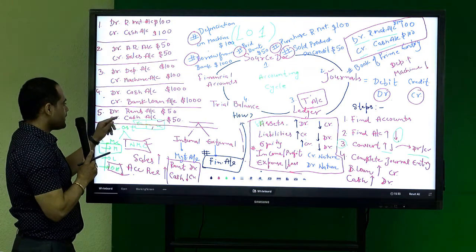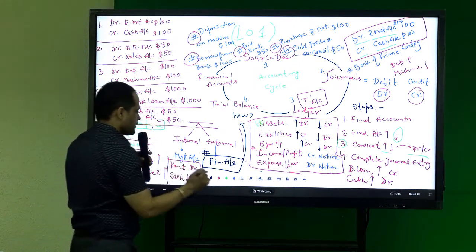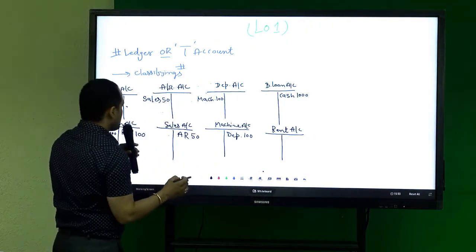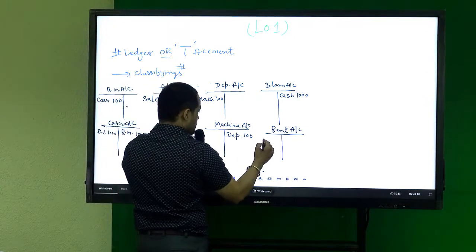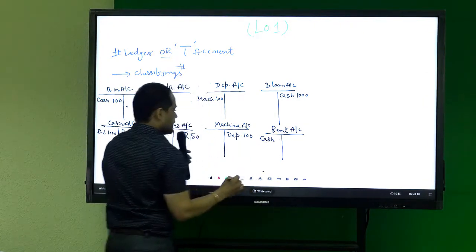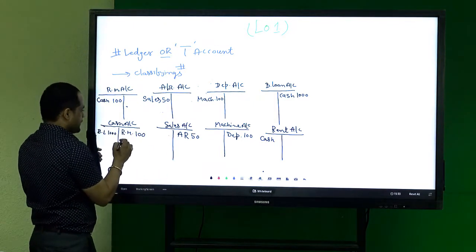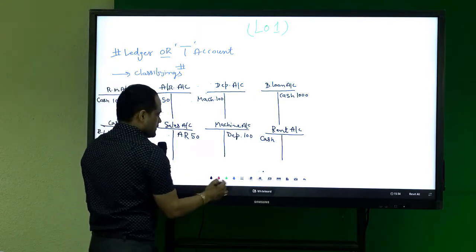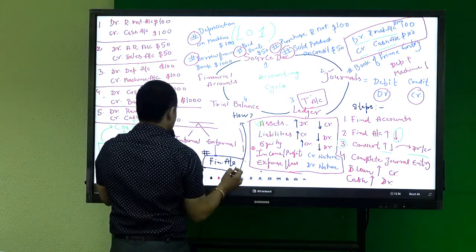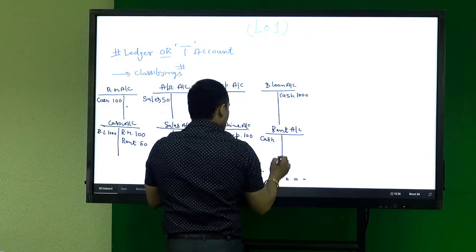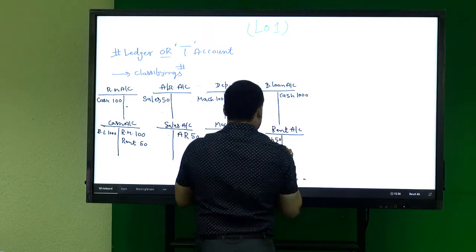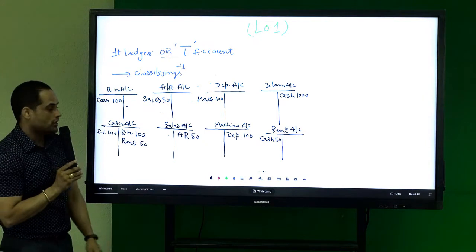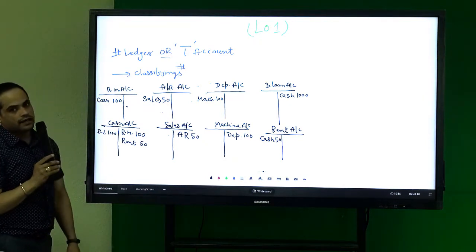Next, rent debit, cash credit. Cash credit because of rent. 50. Yes, it's 50. All right, that's the idea of transferring information into T accounts.